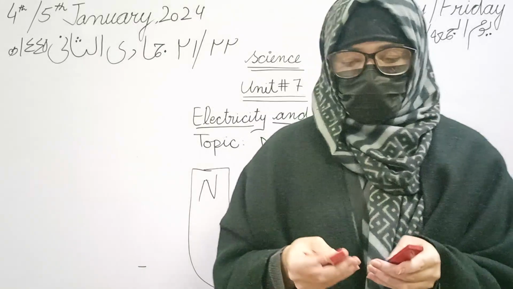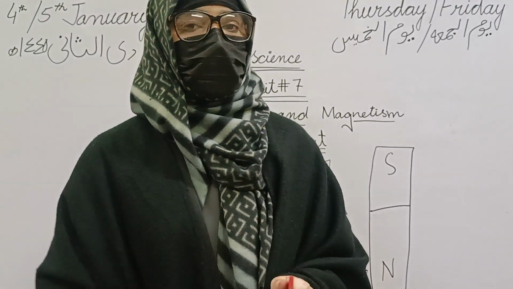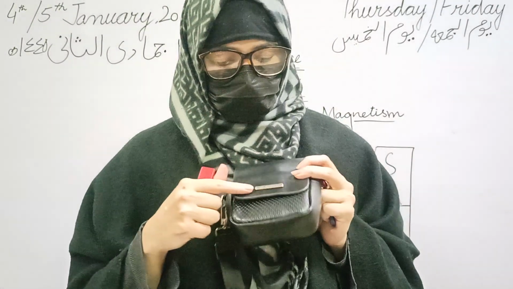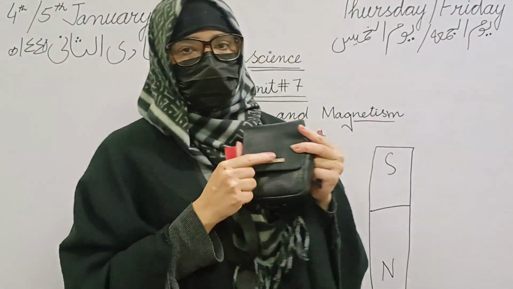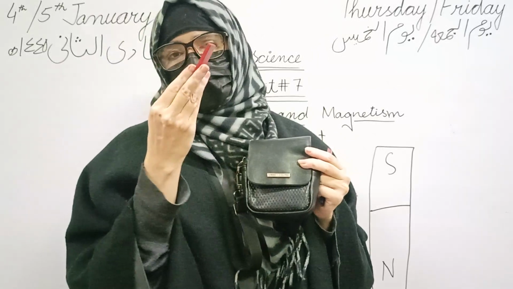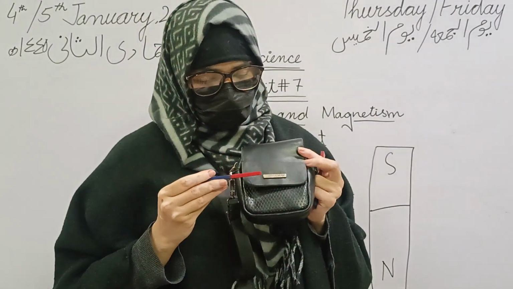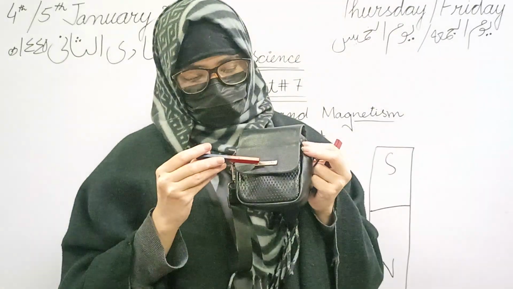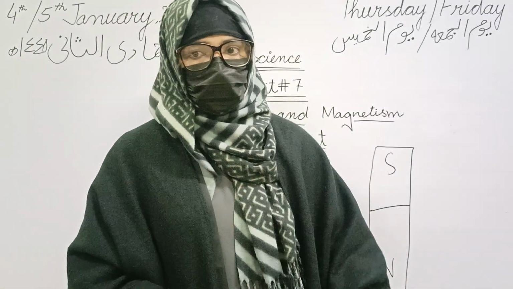Okay. Now we will do an experiment. Here I have a bag. And here is a metal on my bag. I hope you can see it clearly. Now I have a magnet. Now look at it clearly. They attract each other. They are attracting each other.